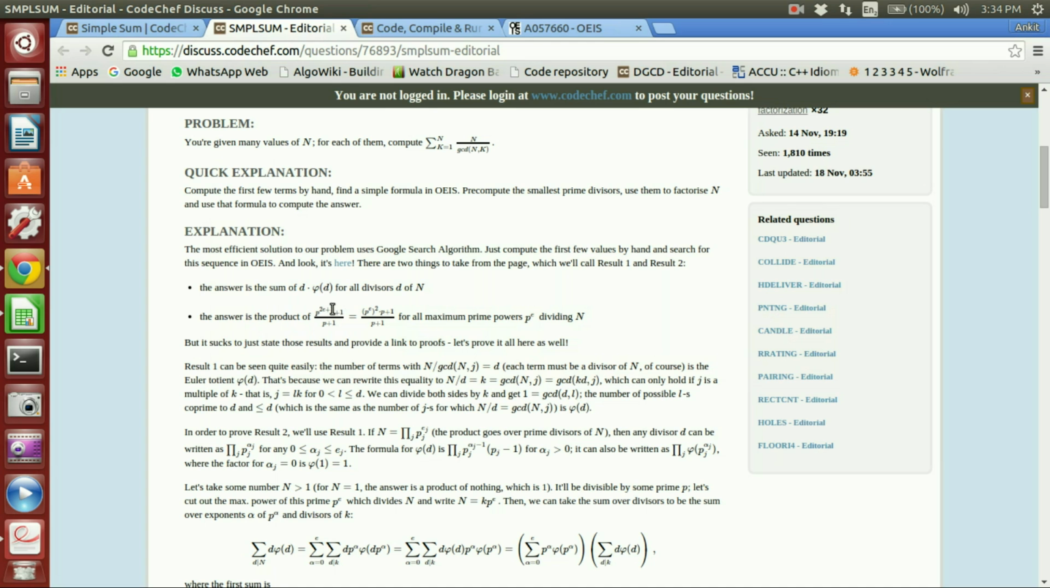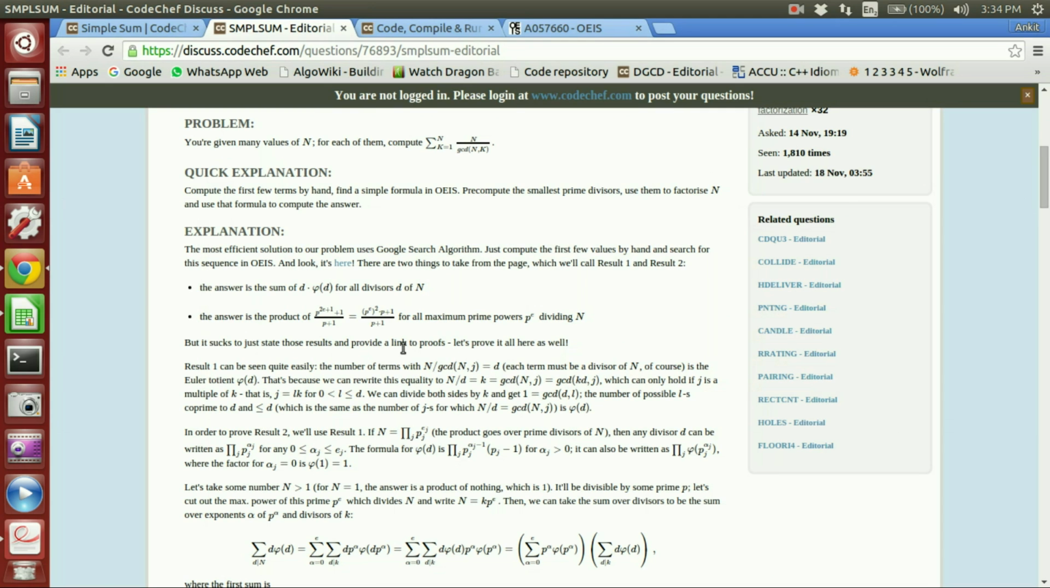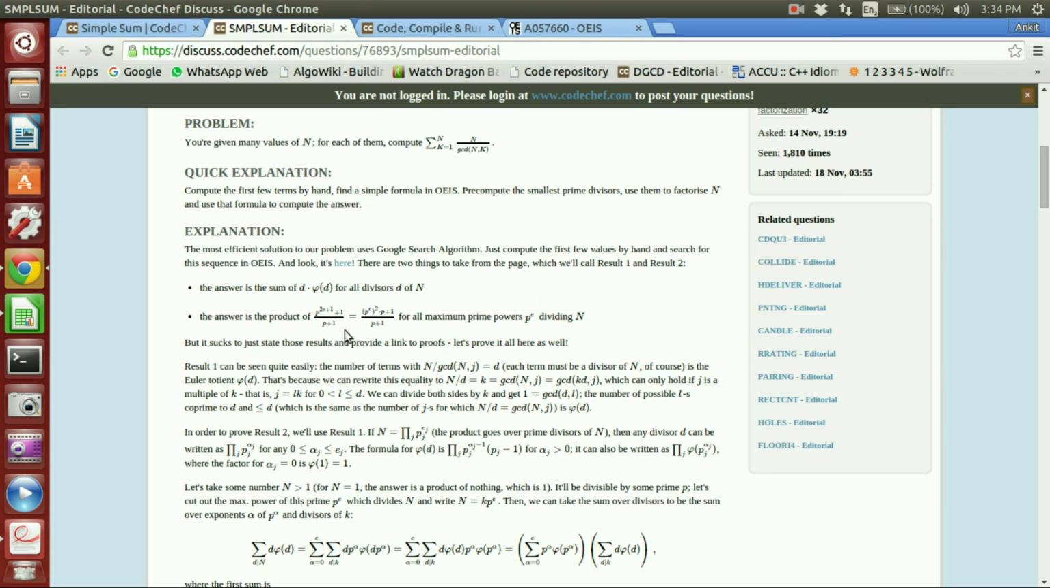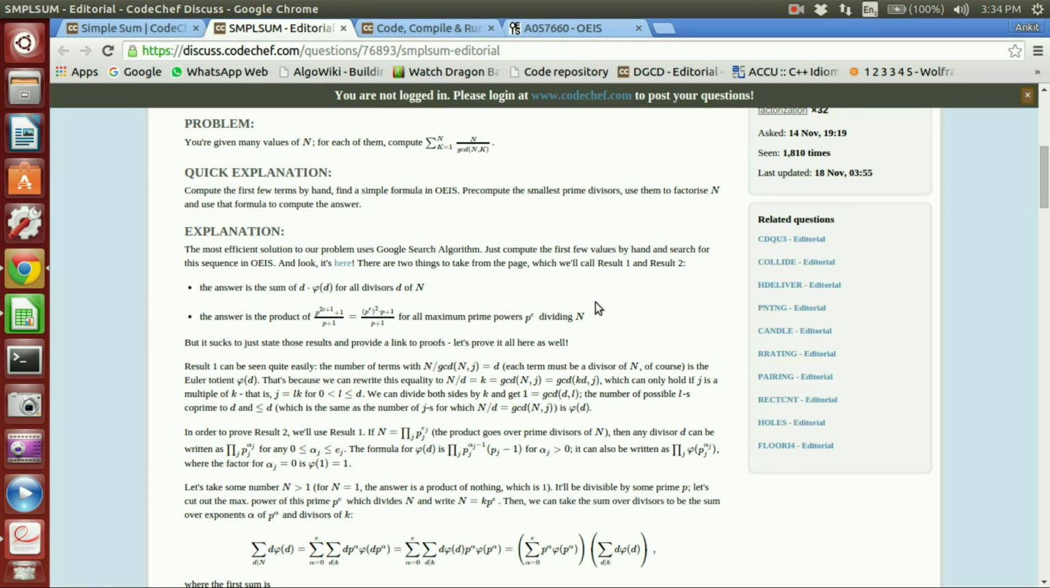So for every p, let's take n equal to 10. The prime factors are 2 and 5. So here p is 2 and 5. For 2, the value of e here is the power. Now 10 is obtained by multiplying 2 raised to 1 into 5 raised to 1, right? So the power is 1. So here e is 1 for 2 and 5. But let's take 4. 4 is having 2 raised to 2. For that it would be having p as 2 and e as 2.